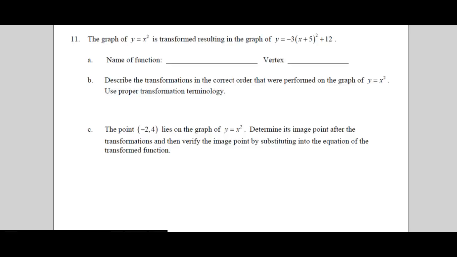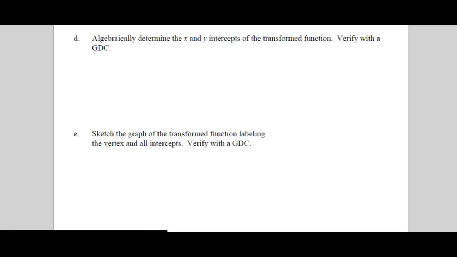The graph of y equals x squared is transformed, resulting in the graph of y equals negative 3 times (x plus 5) quantity squared plus 12. You did this last year, right? You did these quadratics. Okay, so go find your notes, do this one. Algebraic: determine the x and y intercepts of the function. You can do that.